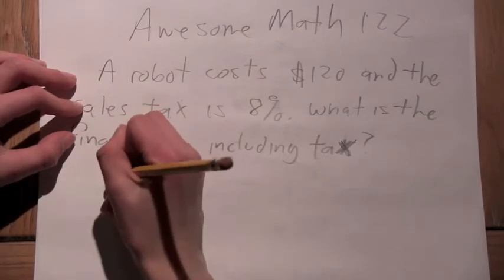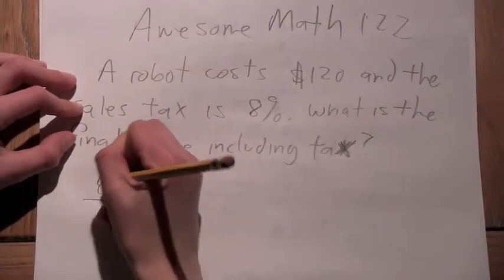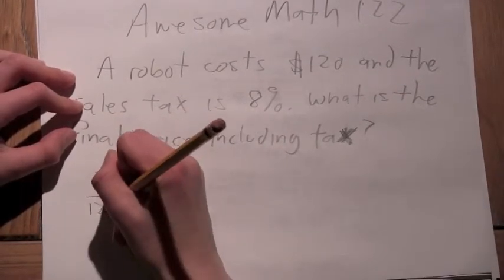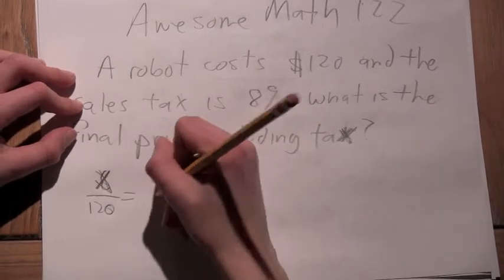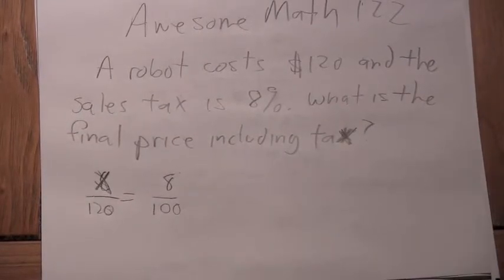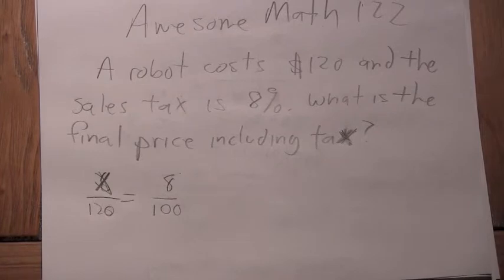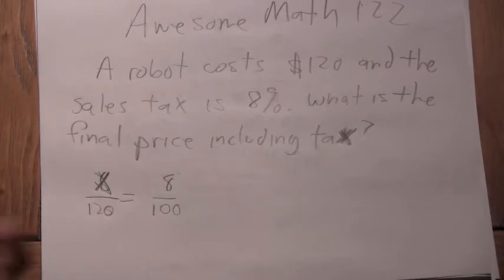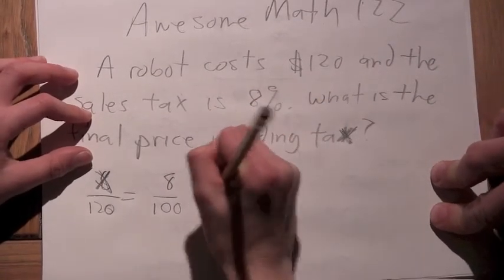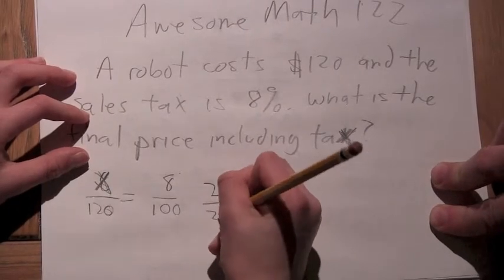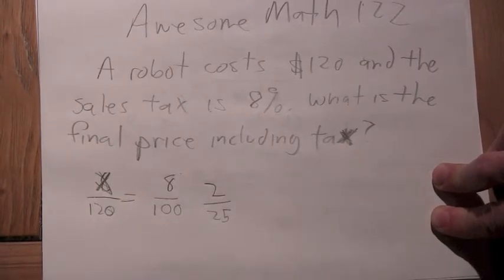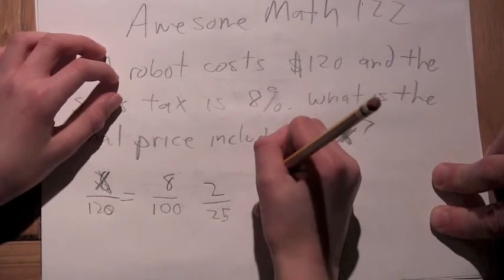So this would be x over 120 is 8 over 100. Very good. Okay, so we have to figure out how to solve this equation. x over 120 equals 8 over 100. Well, you can simplify, this is 2 over 25. 8 over 100 is 2 over 25. I like that. That's simplify before you multiply. That's good.